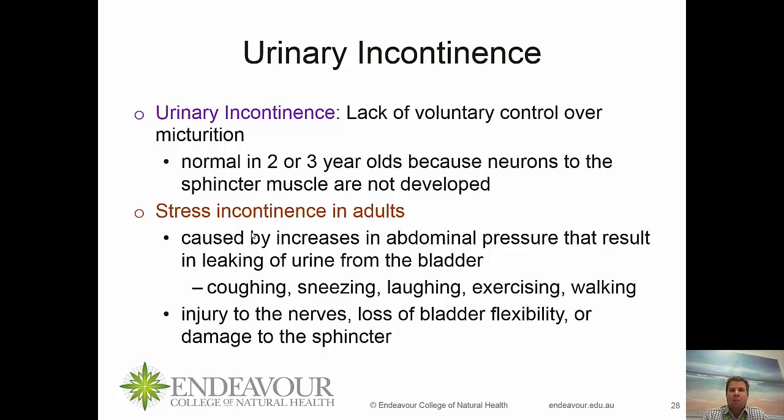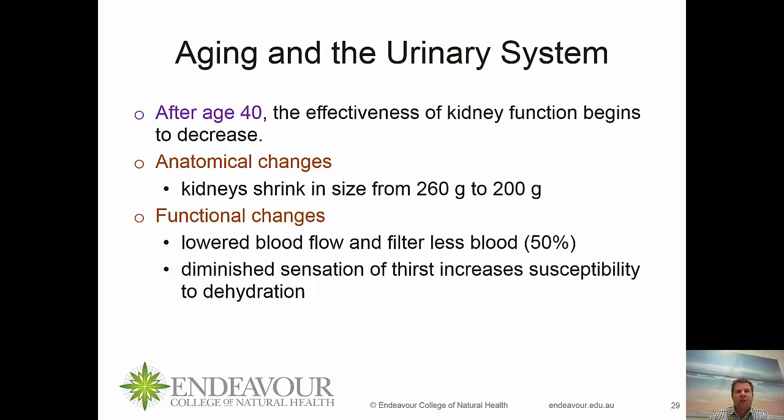Also becomes a problem in adults related to stress. So this is related to injury of nerves or muscles or damage to a sphincter. And as we get older, things like abdominal pressure from coughing or sneezing or laughing or exercise, because of the lack of control over some of the sphincters due to nerve or muscle damage, can actually cause urinary leakage or urinary incontinence. So it's quite common as people get older, that concept of urinary incontinence.